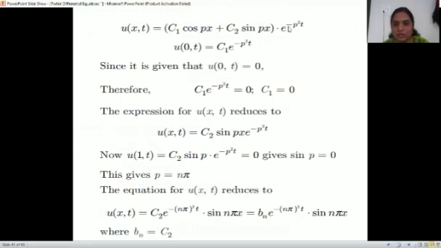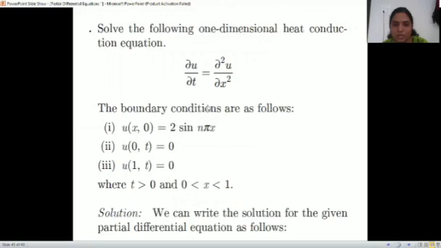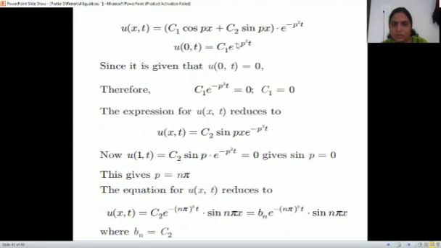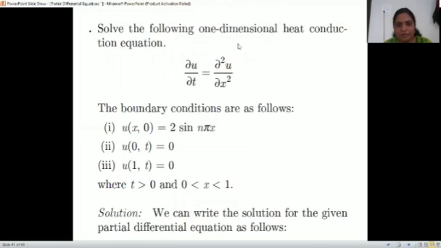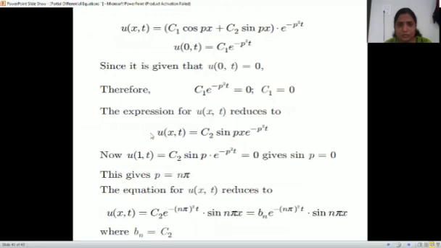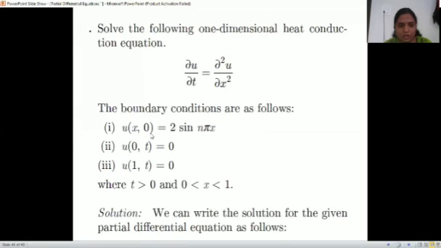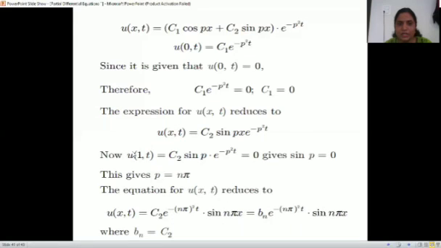That's what it was, e raised to minus c square p square t. But that c square is not here now, so it is simply c1 cos px plus c2 sin px, e raised to minus p square t. Or you can easily get this by solving this equation. Where the conditions you have to apply, the first condition is u(x, 0), or we apply the second condition first so that we can get the answer easily.